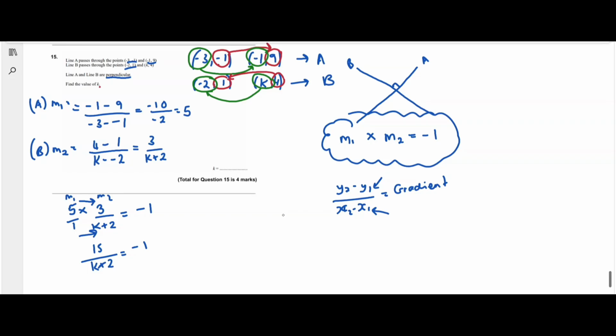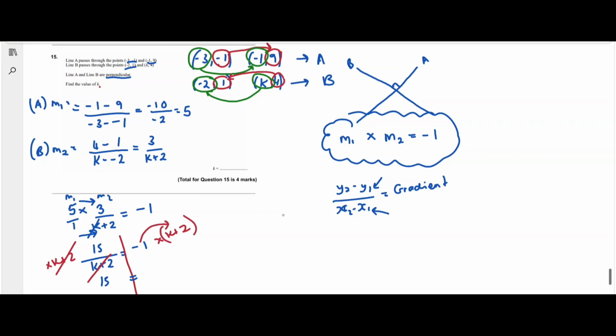So I need to times by K plus 2. So times by K plus 2 times by K plus 2. So K plus 2 times and divide cancel each other out. So that leaves me with just 15 on this side. And -1 times K plus 2, you've got to be careful, make sure you times it by the whole thing.